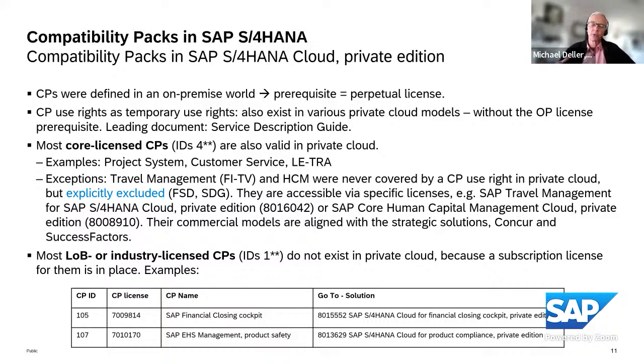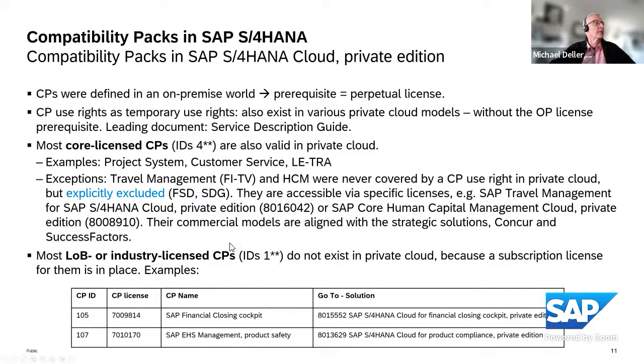Imagine a new customer coming to us, signing the cloud subscription, and we telling him, but by the way, if you want to use this compatibility pack, you also need to sign an on-prem license. Doesn't make any sense at all. So what we did was we also defined these compatibility pack type use rights in S/4HANA Cloud Private Edition in the service description guide, which is the equivalent to the software use rights document in on-premise. But there is no, let's say, perpetual license prerequisite for them. They are just, if you want, built into the subscription.